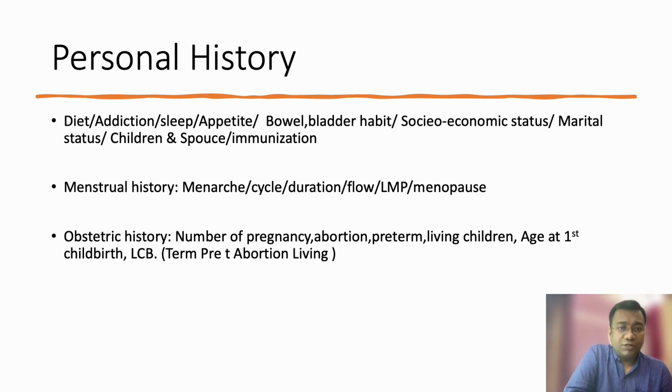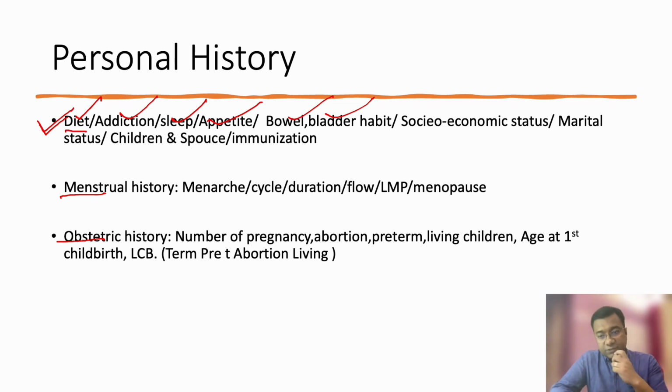Then comes the personal history. In personal history, what we inquire, there are three parts of personal history. Number one is the personal diseases or personal habits. They are included. In females, we need to include the menstrual history as well as the obstetric history. Now, what in personal history? Diet, addiction, sleep, appetite, bowel, bladder habit. Okay. Now, why is diet important?